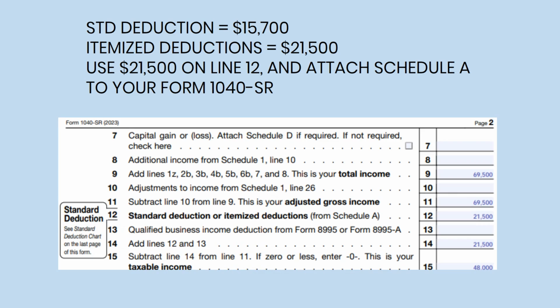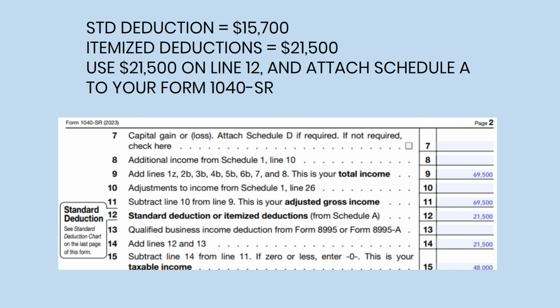We will compare this amount to your standard deduction, which would be $15,700. Since your itemized deductions are greater, we will put this amount on line 12 of your Form 1040 SR. Carry the amount on line 12 down to line 14, as you do not have a qualified business income deduction. Subtract line 14 from line 11 to arrive at $48,000 for your taxable income on line 15.